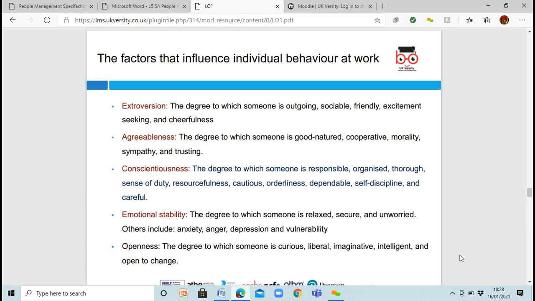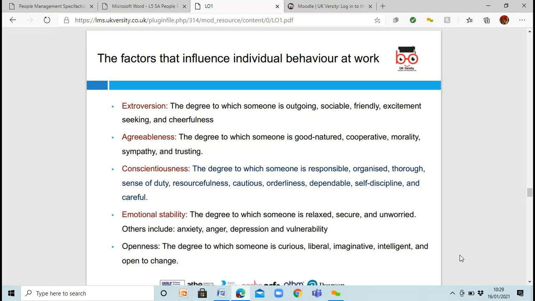So extroversion is where somebody is outgoing, sociable, friendly, they're excited, and just generally happy. Agreeableness is to the degree where somebody is good-natured, cooperative, sympathetic, and trusting. Conscientiousness, so it's where somebody is responsible and organized, and they have a sense of duty, and they can be quite cautious and dependable. Emotional stability is the degree to which somebody is relaxed, they're secure, they're not too worried, they're quite chilled. And then we have some others which can include anxiety, anger, depression, and vulnerability.